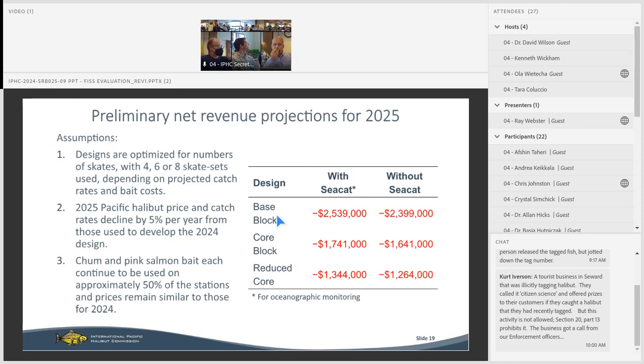The CCAD is our oceanographic monitoring tool. And so whether we use these or not, there's an additional cost associated with them. With the CCAD, without the CCAD, we're still looking at a deficit of over $2 million for base block design and even the reduced core. So those numbers are higher than what you saw in June due to revised costs, and these have been revised since then as well. We're in the process of being revised.